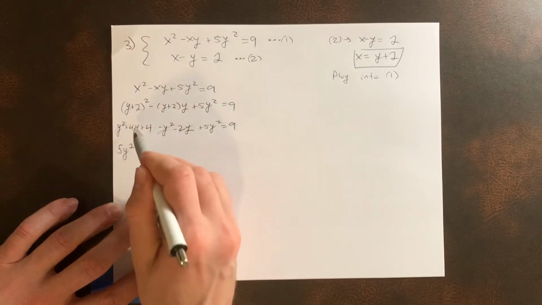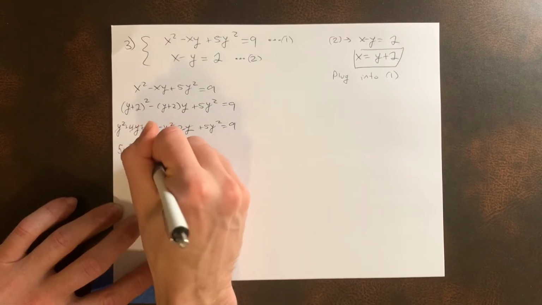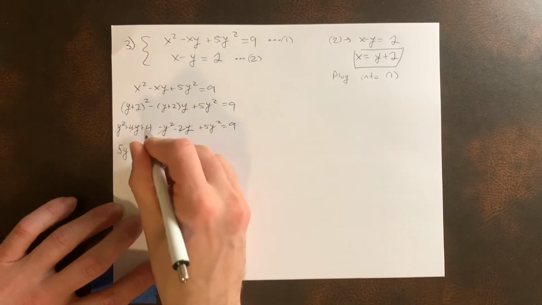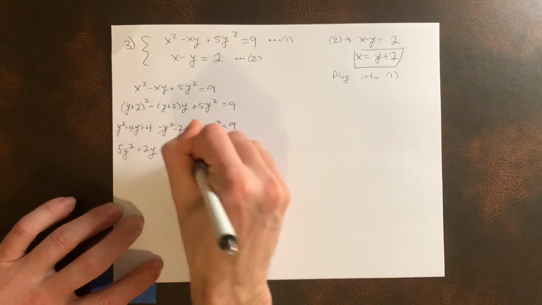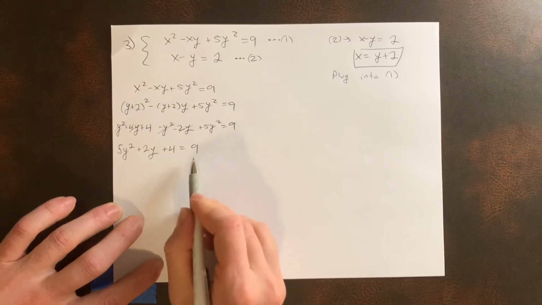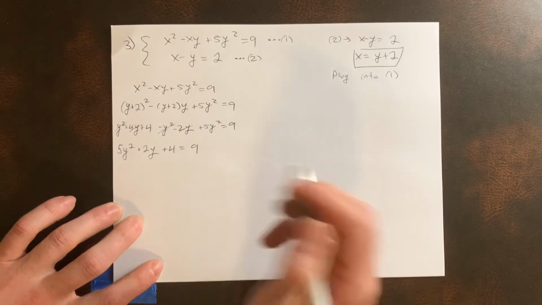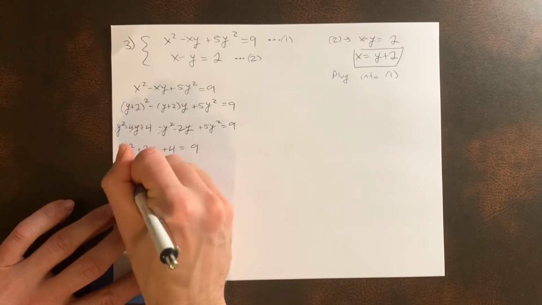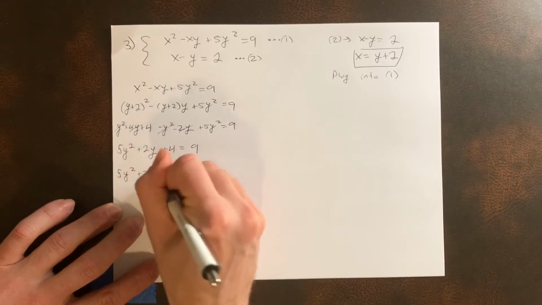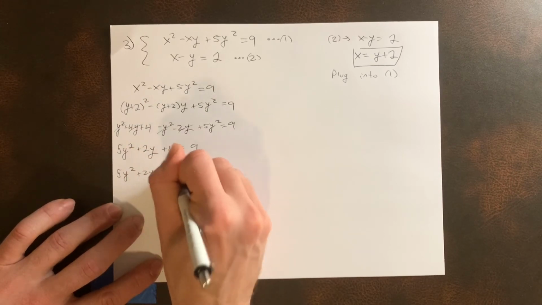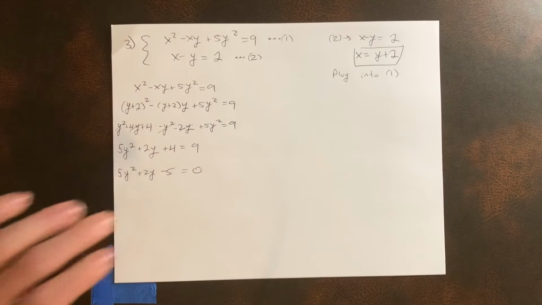We have a minus 2y and a positive 4y, so then we're going to get 2y. And then all we have is this 4. So that's equal to 9. The last thing we need to do now is subtract this 9 over. So we're going to get 5y squared plus 2y. Subtract the 9 over, it turns into a minus 5, is equal to 0.